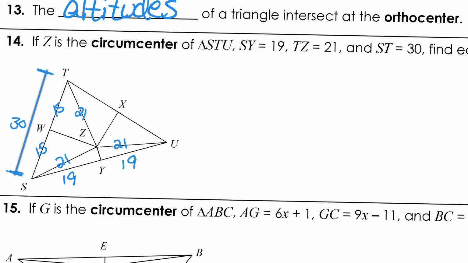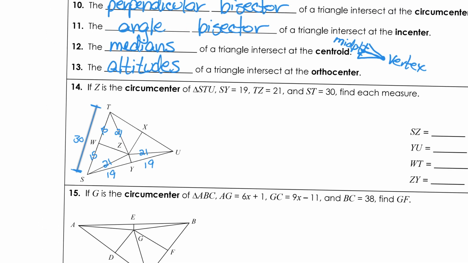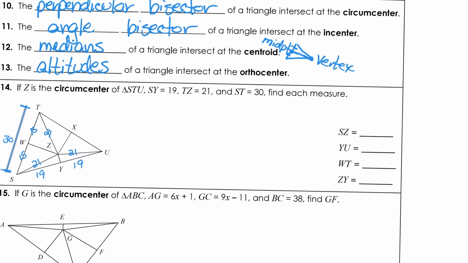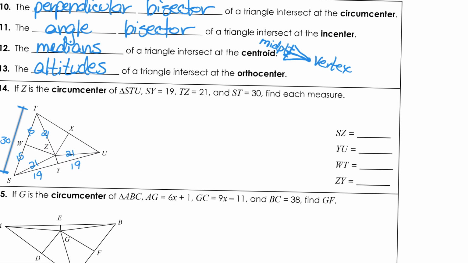Now, by using the definition of circumcenter, I think we're ready to see if we can solve the rest of the lengths. So we have SZ. Here is SZ, and we already specified it to be 21. YU is right here, and we have it specified as 19. And WT we have right here, and it's 15.